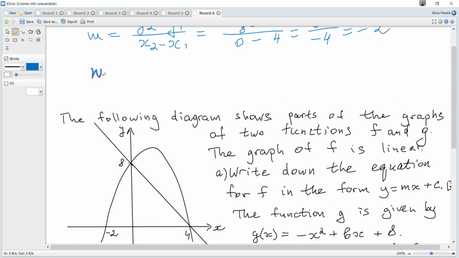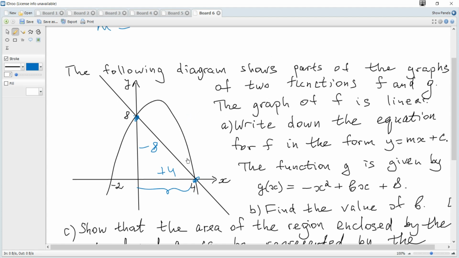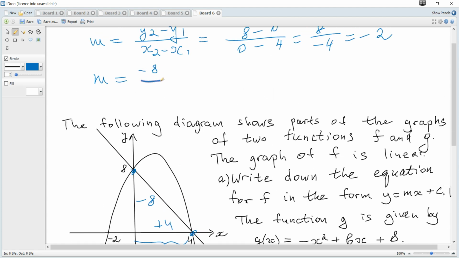Or it can be found directly as rise over run. If we consider these points again, you can see that when x increases by 4, y decreases by 8. So it's negative 8 over positive 4, and you get the same result, negative 2. So the gradient is found, and the equation of the line becomes y = negative 2x + c.